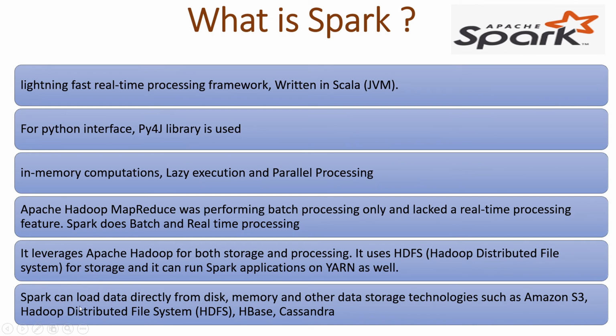So Spark can load data directly from disk, memory, and other data storage technologies such as Amazon S3. This is a cloud technology, very important. It can also load from Hadoop Distributed File System, HDFS, HBase and Cassandra.